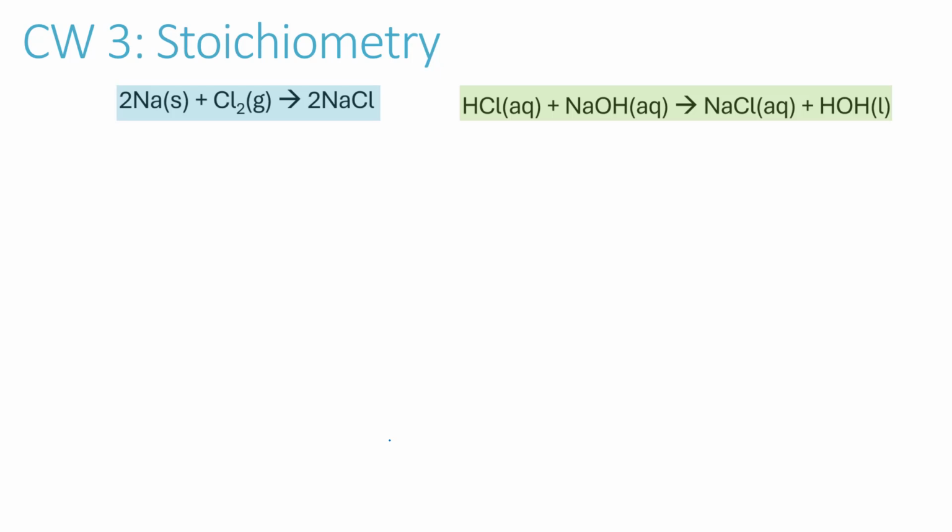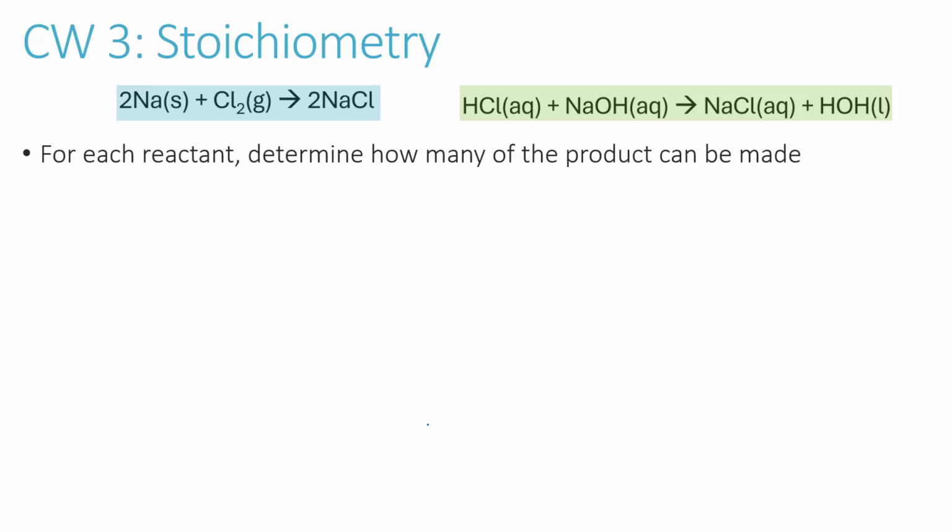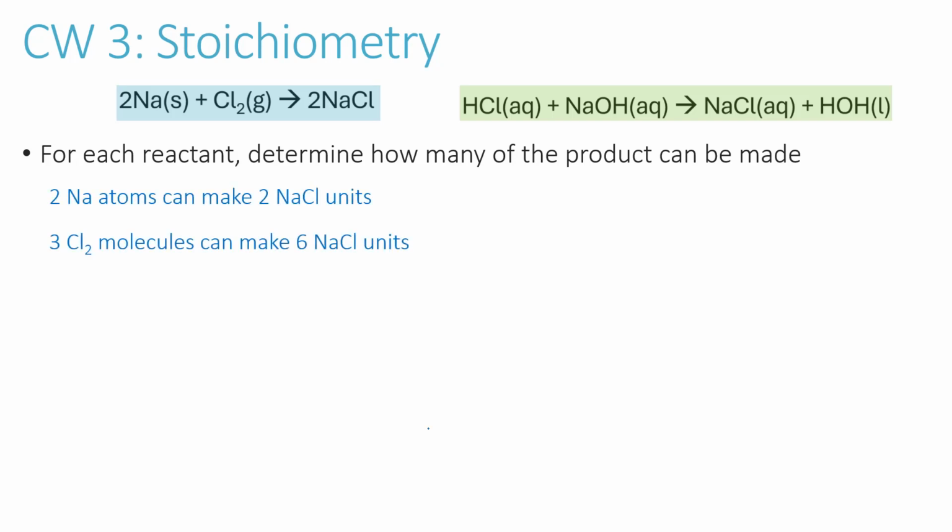So looking at our 2 reactions, our blue reaction and our green reaction, if you want to figure out how much is made, how much is used, how much is left over, first, for each reactant, determine how many of the product can be made. So our blue reaction, we started with 2 Na atoms and 3 Cl2 molecules. So 2 Na atoms can make 2 NaCl units because the ratio there is 1:1. We need 1 sodium for each sodium chloride. For my Cl2 molecules, 3 of those could make 6 NaCl molecules because 3 Cl2 molecules is providing 6 Cl atoms.